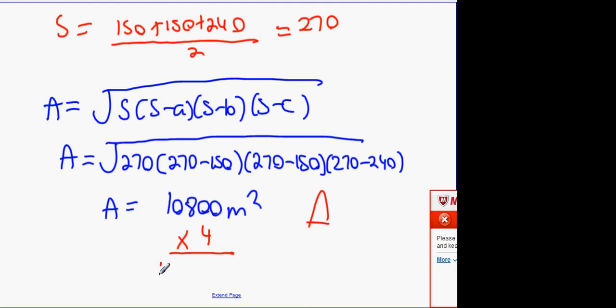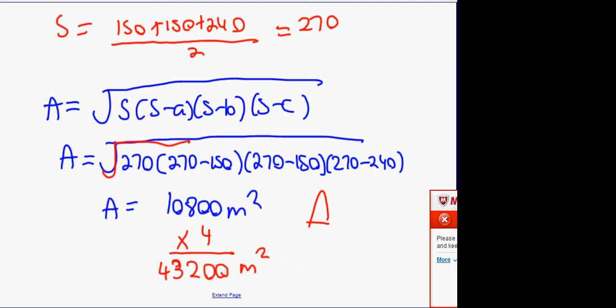43,200. Did you get the square root that time, Gavin? Did you use the square root sign in your formula? Yeah, you already used the square root. It's all done in one go, Harry. So, 43,200.